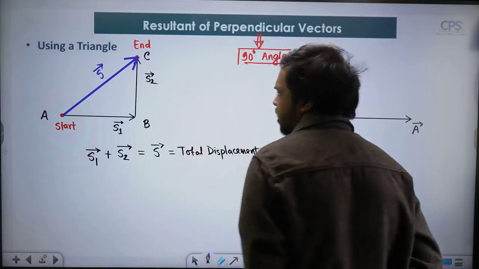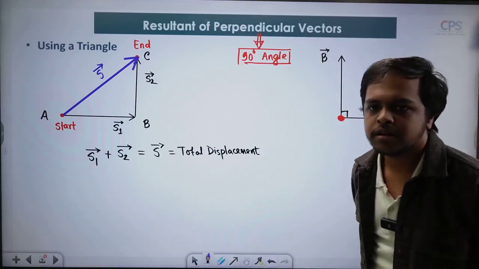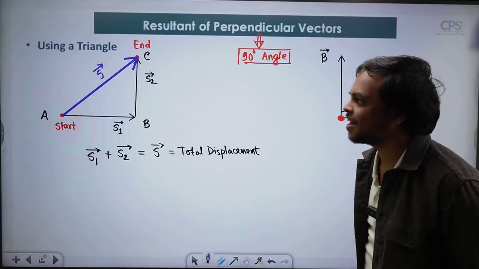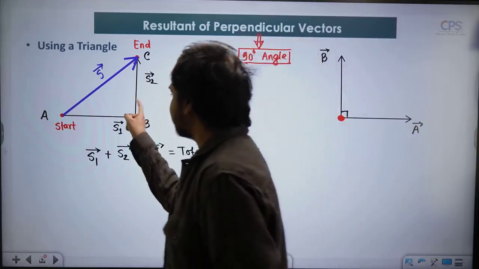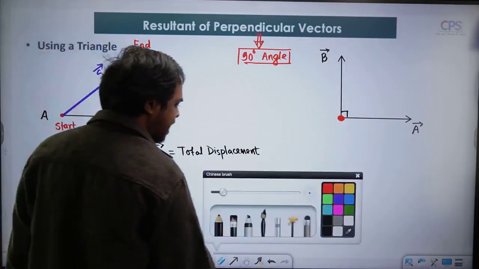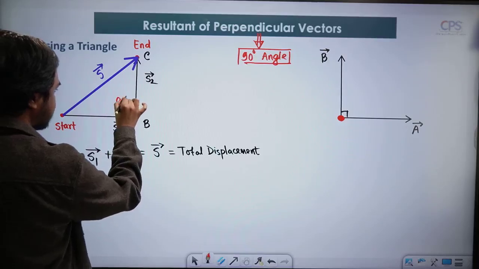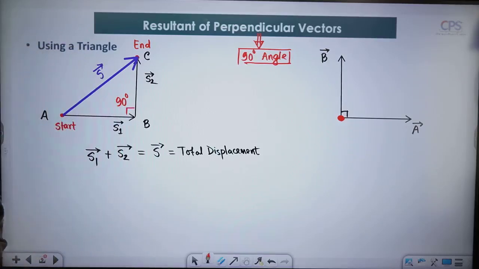Okay, this is your S vector. Now look at a triangle here. What we got here is a triangle, right? And there is a 90-degree angle within it. See? So what's the fun here? Let's remember Pythagoras. What does he say?